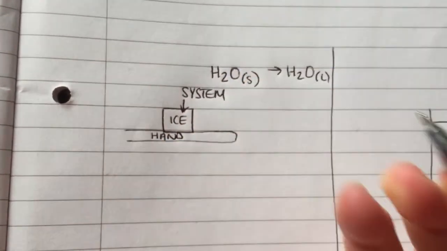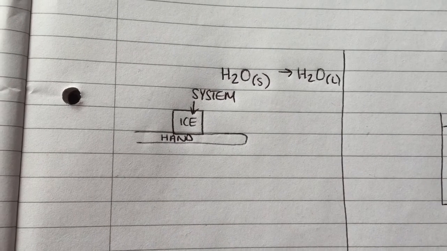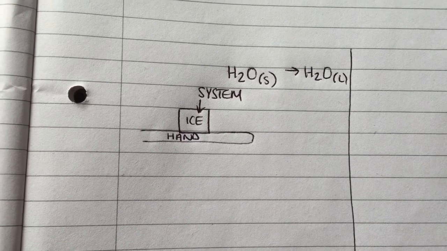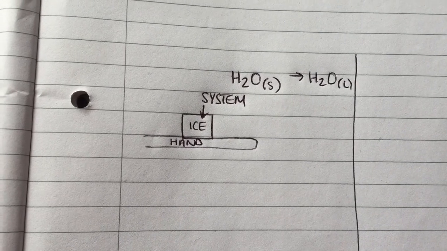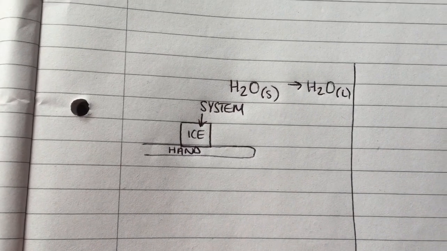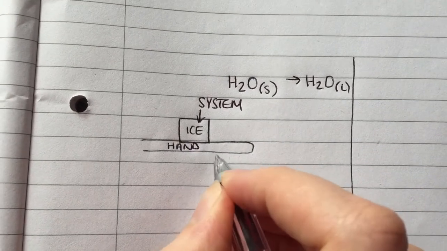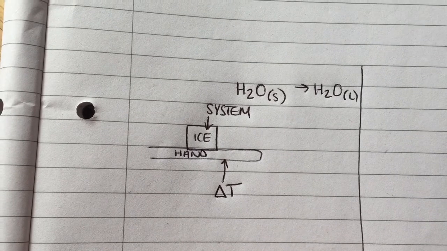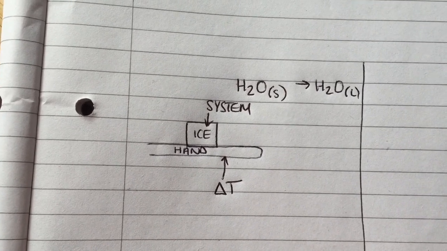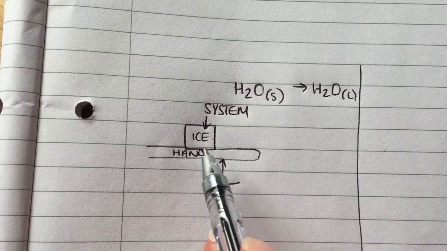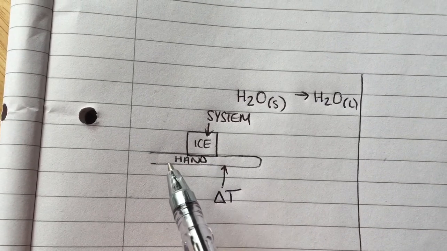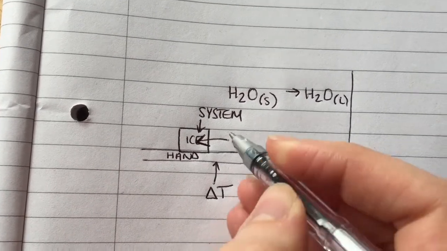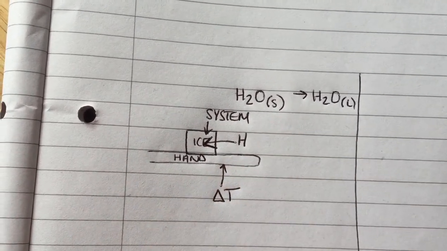Now the surroundings, surprise, surprise, is everything else that's happening around it. So your hand is the surroundings, the air around it is also the surroundings, etc. And the temperature change that you feel is in your hand. So this is your change in temperature. Now we know it gets colder. So basically what's happening is the energy inside your hand, or inside the surroundings, is going into the system. So we're getting heat entering the system.